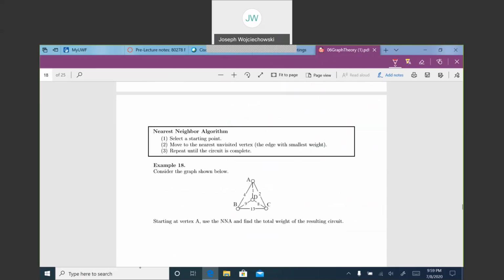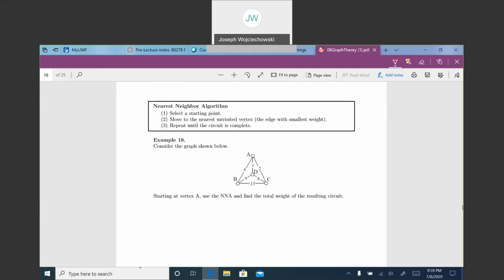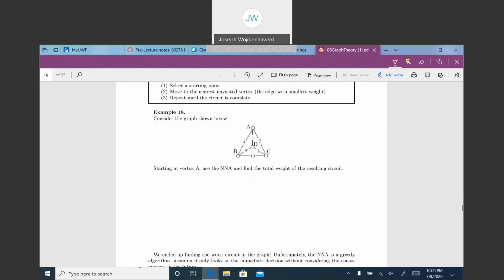So we've come up with something called the nearest neighbor algorithm. The nearest neighbor is basically a 3-step process, except one of the steps is repeated. So we find a starting point. Doesn't matter where. Pick one. Move to the nearest unvisited vertex, i.e. the edge with the smallest weight, and repeat until the circuit is complete.